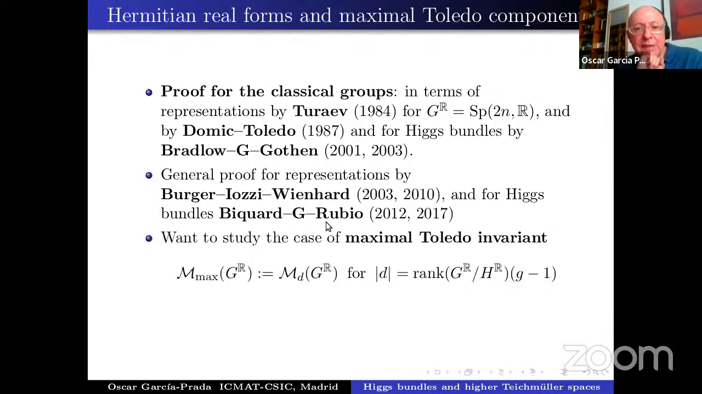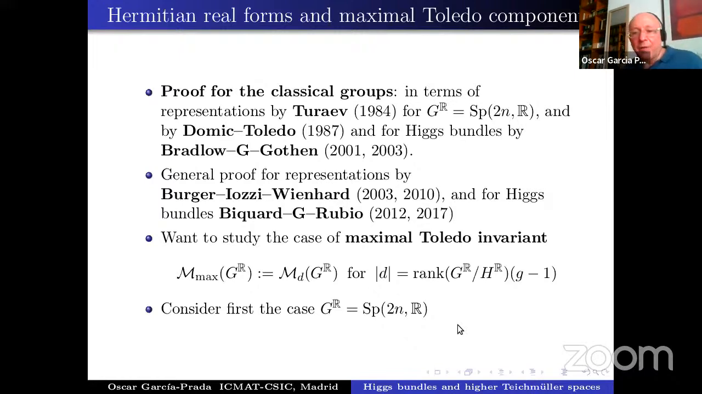So what we want to study is the case of maximal Toledo invariant. There is where we will find our candidates for higher Teichmüller spaces, like we did in the case of SL(2,R). And here maximal means that the Toledo invariant in absolute value equals the rank of the symmetric space times the genus minus 1.